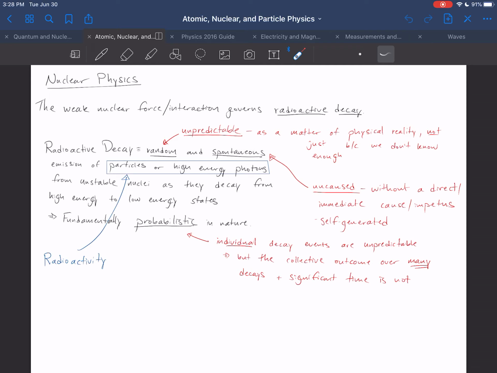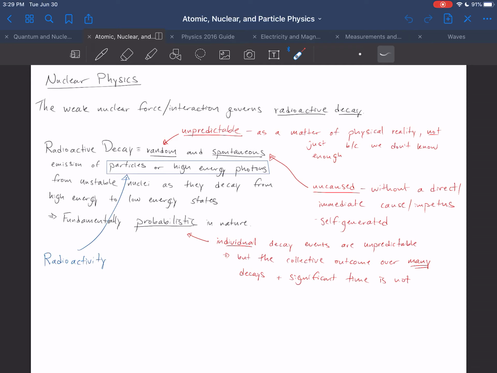The last incredibly important concept with radioactive decay, I've already alluded to a little bit, but I'm going to emphasize it. This is probably the most important aspect of it, which is that although radioactive decay events are random and spontaneous, the laws that govern radioactivity are fundamentally probabilistic in nature. So what does that mean? It means that although we cannot predict or say exactly what caused a decay event to happen, we can, with very high degrees of certainty, predict the probability of it happening.